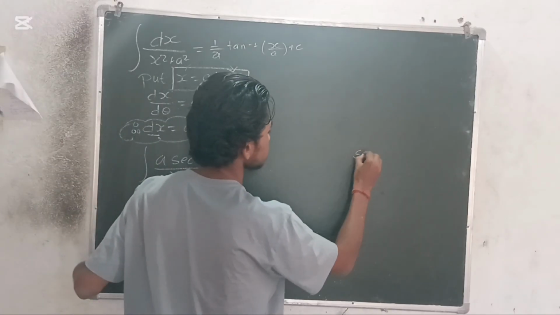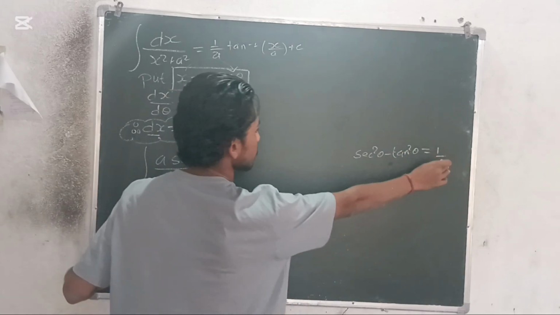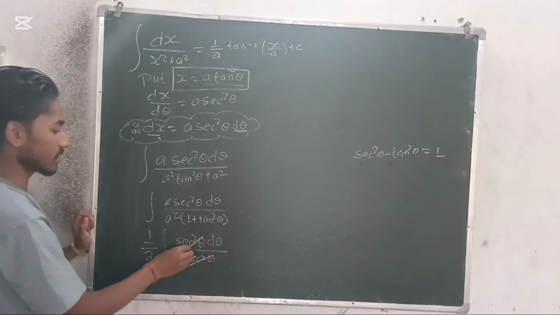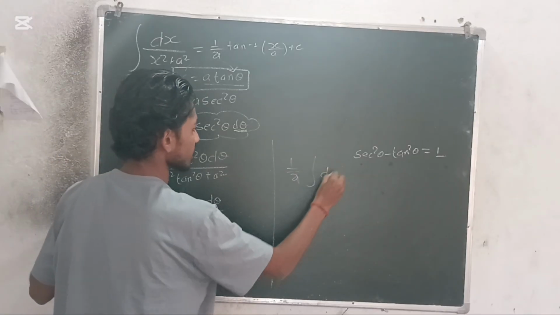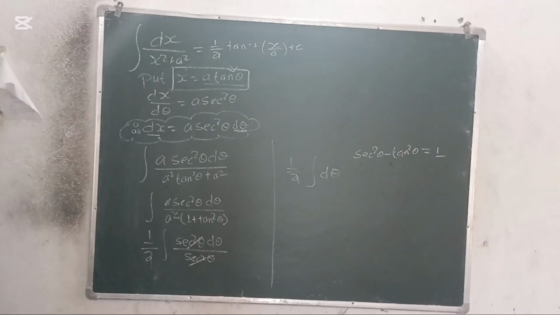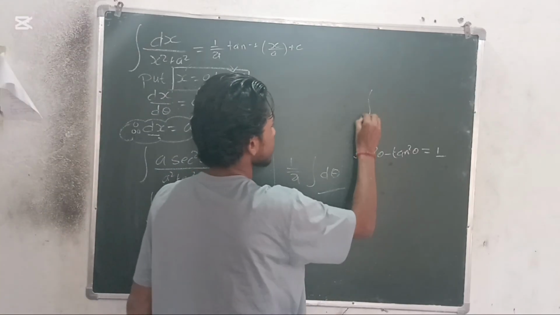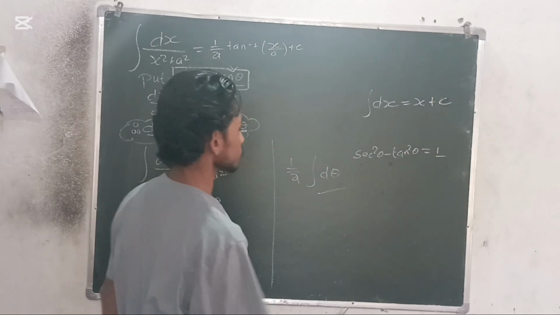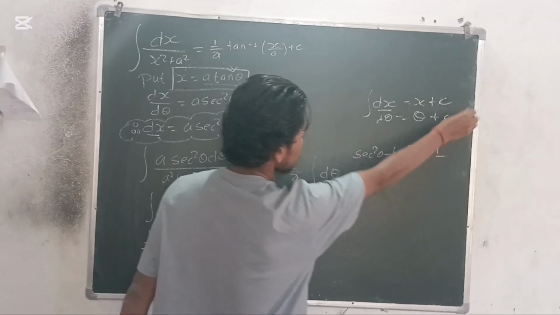This is from the identity secant square theta minus tan square theta is 1. So 1 plus tan square theta is secant square theta. This secant square will cancel out that secant square, and you will notice that we are only left with the interesting term, that is the integration with respect to d theta, right? We all knew about this term: if you integrate dx, you will end up getting x plus c. So in terms of d theta, we will end up getting theta plus some constant c.